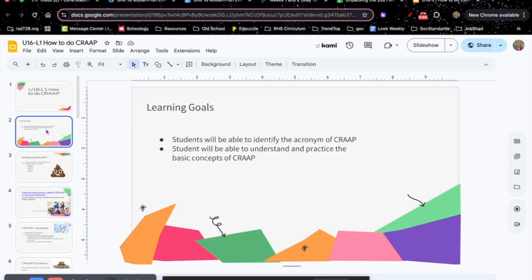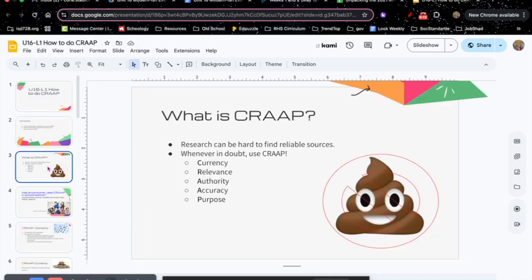All right, learning goals. Students will be able to identify the acronym of CRAAP, and students will be able to understand and practice the basic concepts of CRAAP. So what is CRAAP? That's a good question. Research can be hard, and it can be difficult to find reliable sources sometimes, so whenever in doubt, use CRAAP. That stands for Currency, Relevance, Authority, Accuracy, and Purpose.